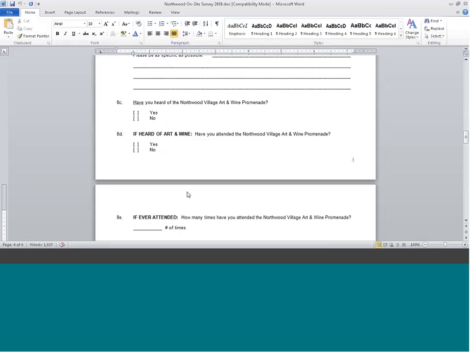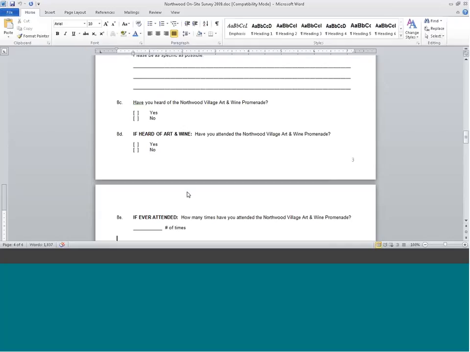Now, you'll see that you only get question 8D, because it's a skip pattern, only get 8D if you said yes to 8C. Now, interestingly enough, the people that were doing this were probably more sophisticated interviewers. Normally, something like this would say something like, if yes in 8C. It doesn't usually say, if heard of Art and Wine, because that makes the person have to read the question before and say, what does that mean, right?